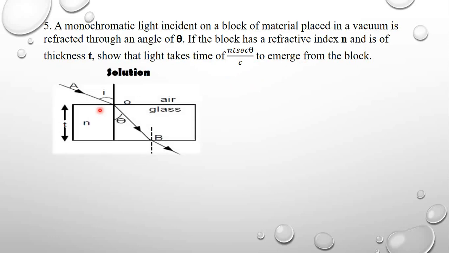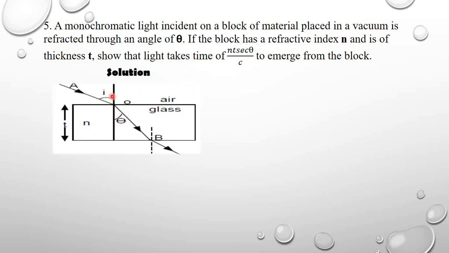So we are going to have this glass block. So the light is moving from air to glass at an angle of incidence i, and I've talked of the angle of refraction being theta. So we shall put our theta here. And then the thickness is t. The refractive index of this glass is n. So we are moving from air to glass.